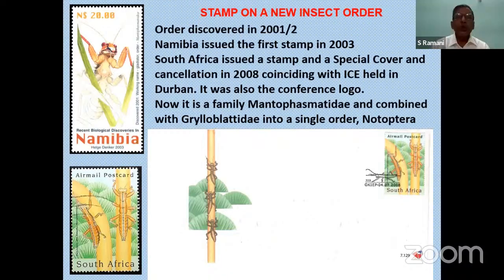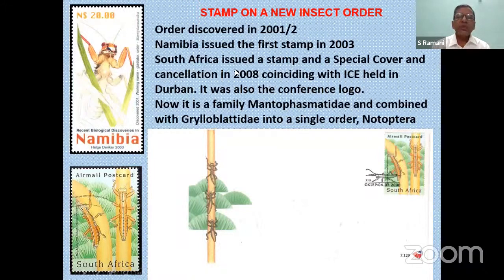This is a new order which was discovered in 2001-2002. They thought it was a new order, Mantophasmatodea. And Namibia issued the first stamp in 2003 with an insect from that order. So it was discovered in 2001, with the working name Gladiator, Mantophasmatodea then.